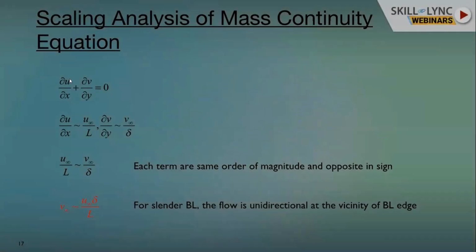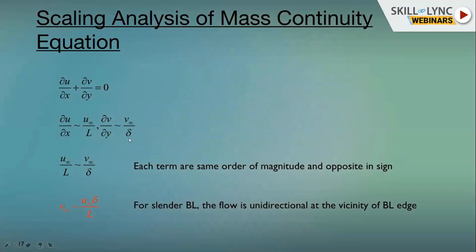After substituting all those values, you will find the expression: u infinity by L is of the same order of magnitude as v infinity by delta. Both terms need to be of the same order of magnitude, right? They may have opposite signs, because one is positive and the other negative, so that when they sum they give 0. But they are of the same order of magnitude. If this is 20, this has to be minus 20. If this is 50, this has to be minus 50. The order of magnitude is the same.